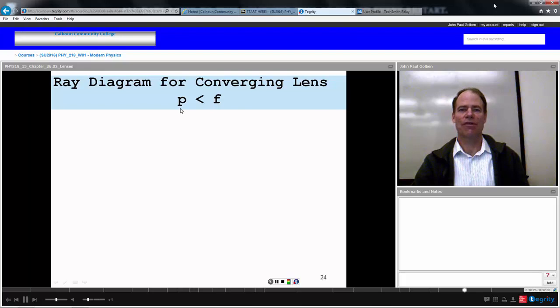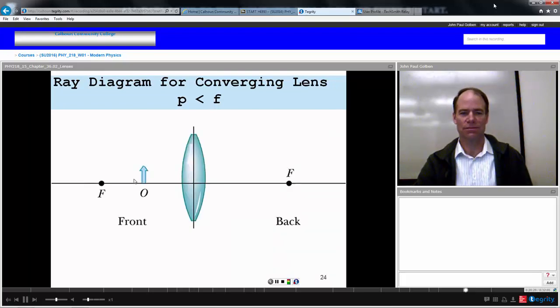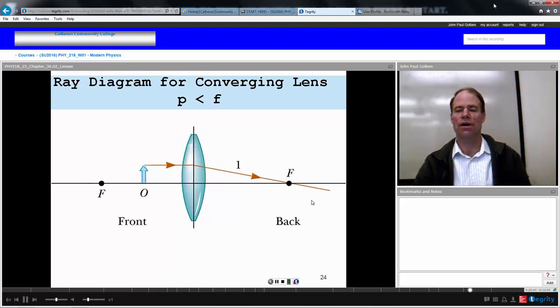Here's a ray diagram for the object inside the focal point. So now we put the object, and the object distance is less than the focal length. We're going to try the same thing with our rays. We're going to have one ray come in parallel, and it's going to converge through the focal point on the other side. So if we draw it back, it appears to be coming from that direction, out back this way.